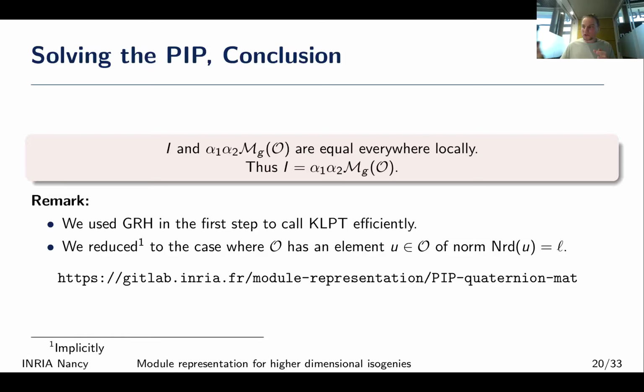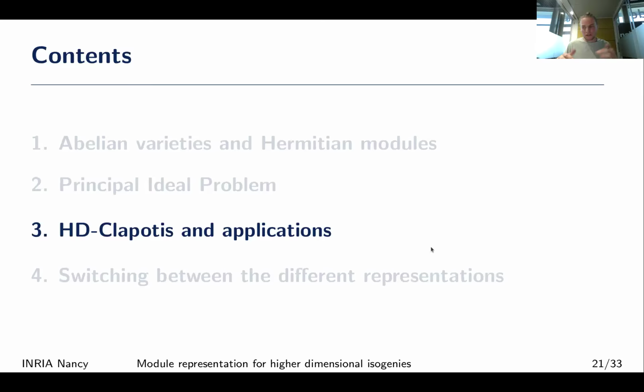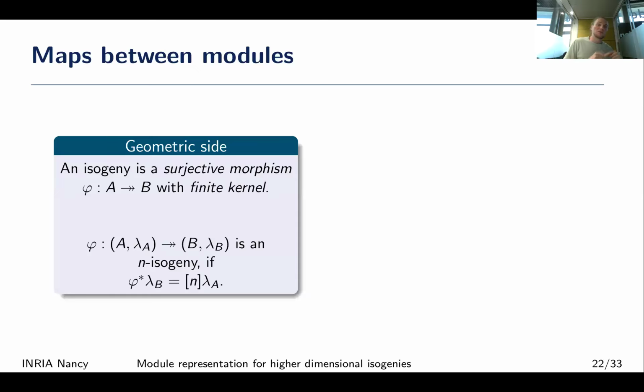So now I really focused on the objects. I really focused on finding a basis of my module. But what happened to the morphisms between my objects? That is the main topic of this section 3. We are going to introduce our new version of the Clapoti algorithm, and I'm also going to describe some applications of it. So on the geometric side, we have the isogenies. A quick recall: they are surjective morphisms with finite kernel between abelian varieties of the same dimension. We can also give the definition of a polarized isogeny, being an isogeny that respects the polarization that we put on the variety.